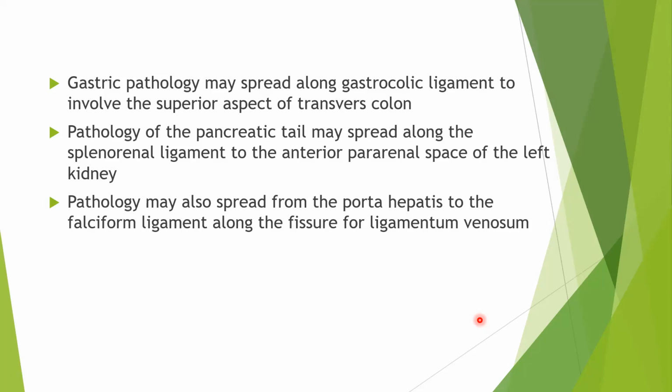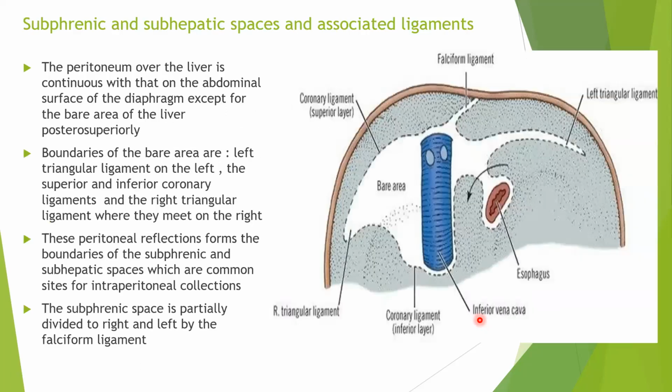Subphrenic and subhepatic spaces. The peritoneum over the liver is continuous with that on the abdominal surface of the diaphragm, except for the bare area of the liver posterior superiorly. Boundaries of the bare area of the liver: the left triangular ligament on the left, the superior and inferior coronary ligaments, and the right triangular ligament on the right.